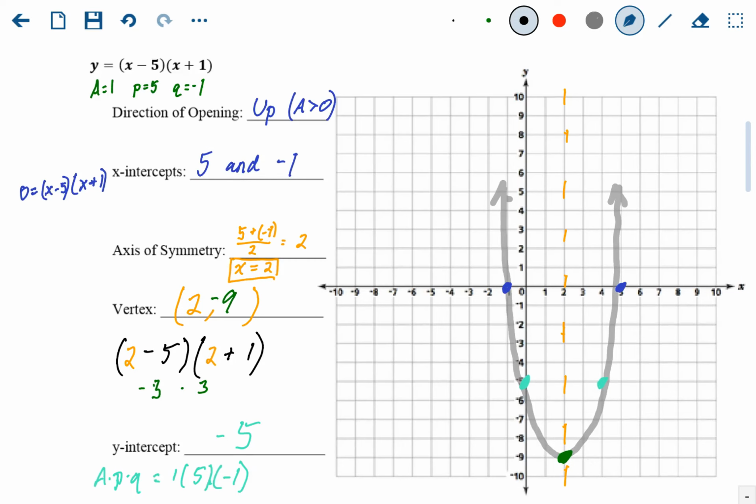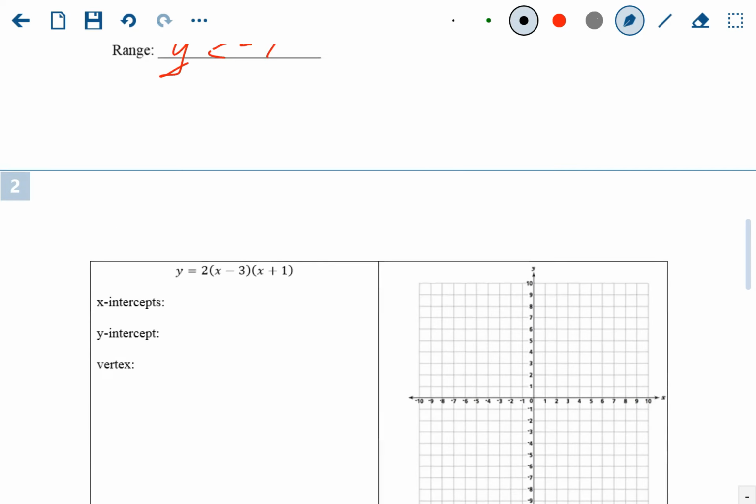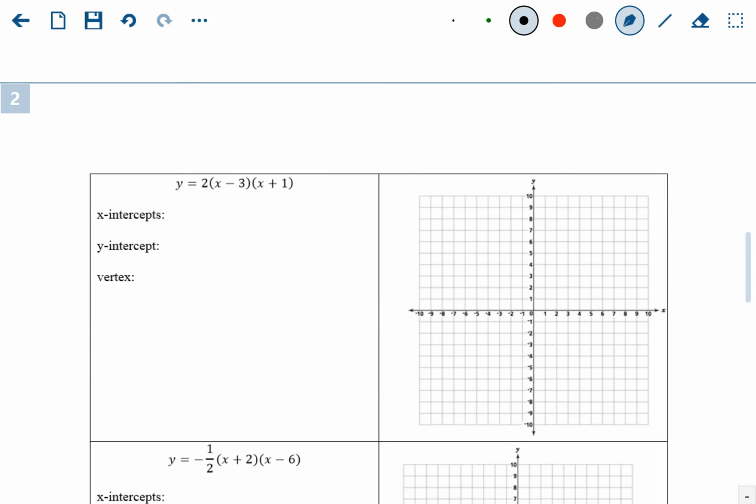Alright, so that's the first one. I'm going to go through the other ones a little more quickly. These other ones don't ask for as much information, but we'll find whatever we need. The second one, you have an A value of 2, a P value of 3, and a Q of -1. So your x-intercepts are automatically 3 and -1.